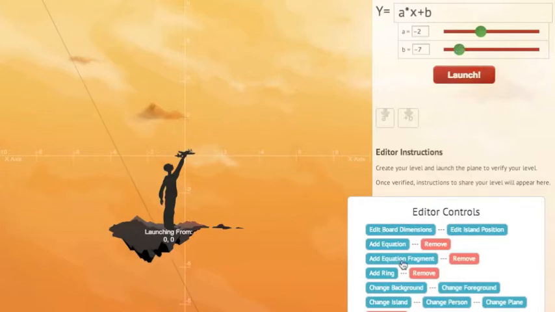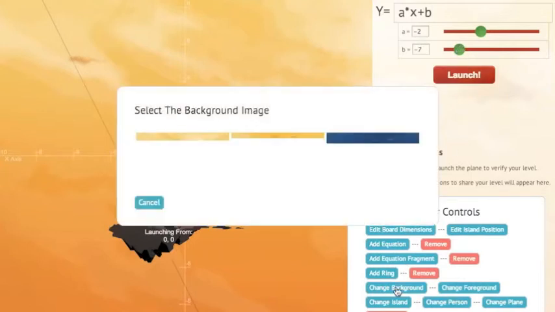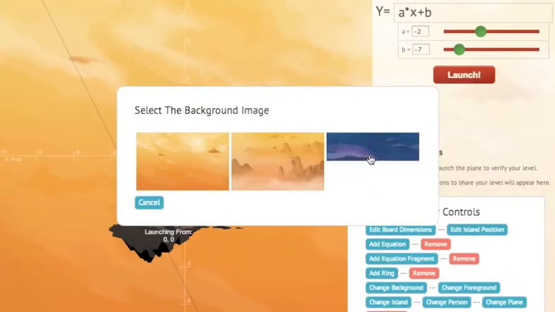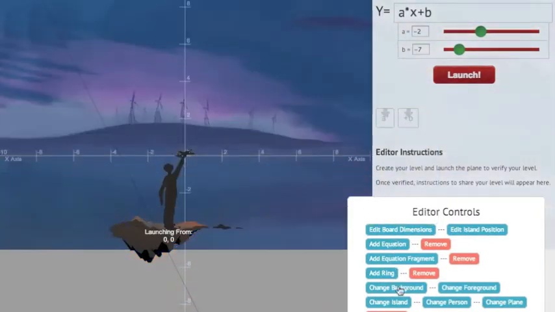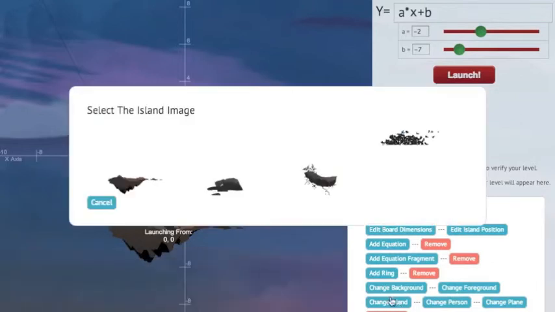They also have the ability to modify the world and characters, giving them even more creative control over the final product. They can change the background, the character, the plane, and more as they customize the world.